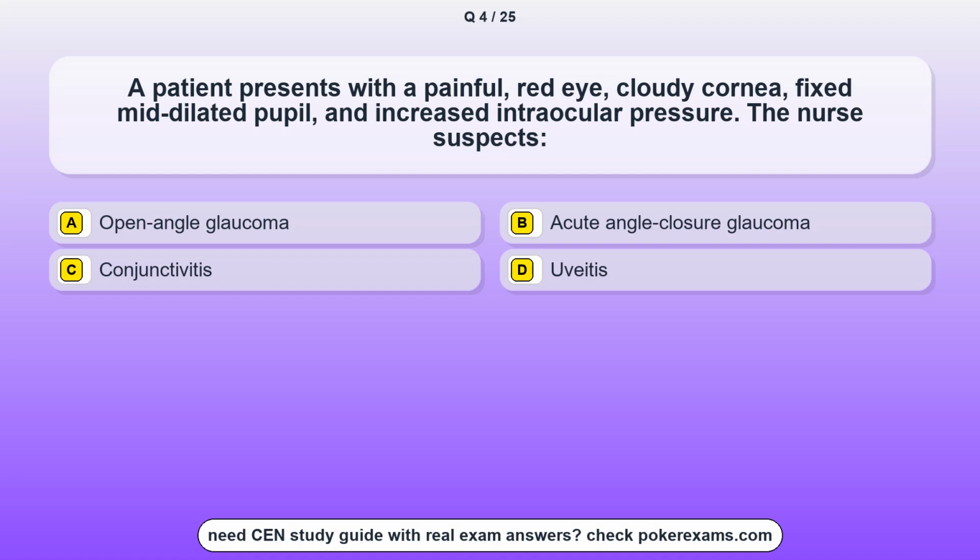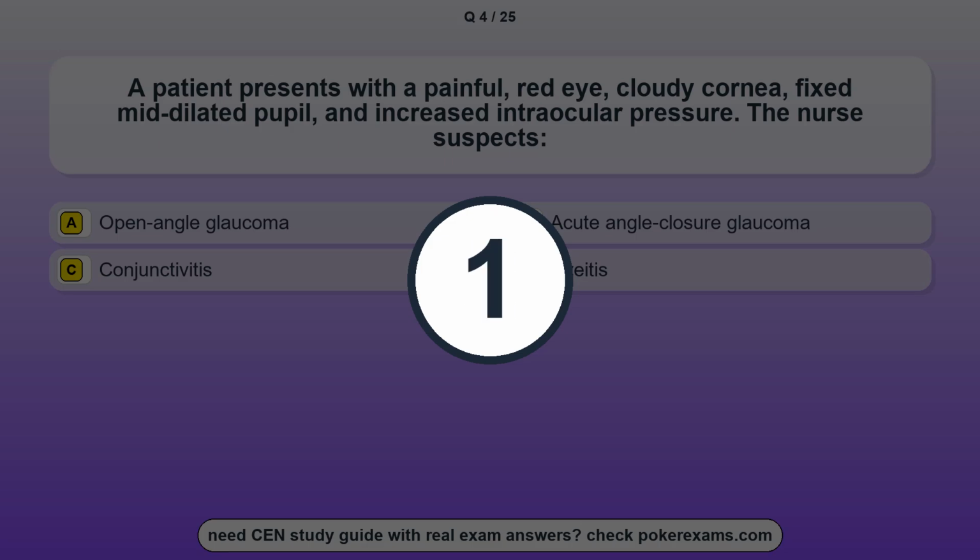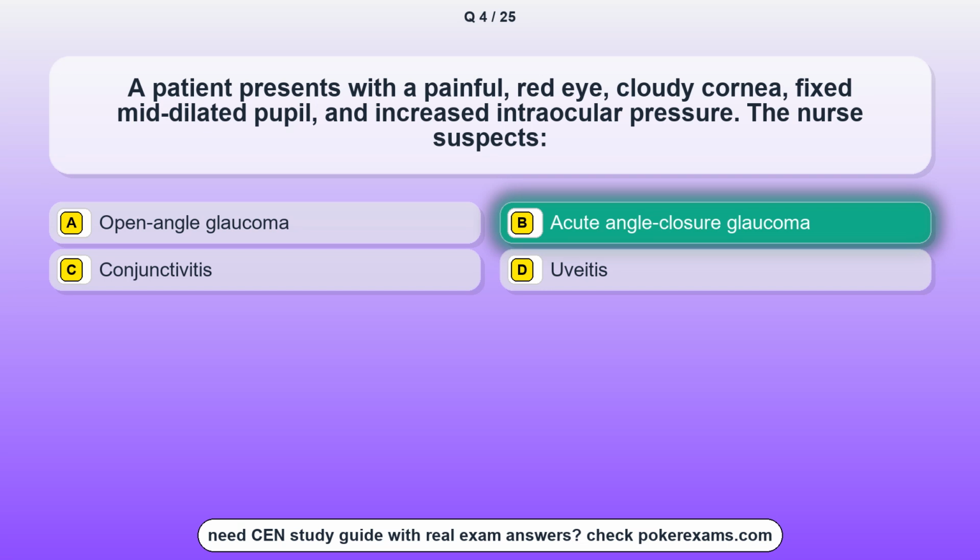Question 4. A patient presents with a painful, red eye, cloudy cornea, fixed mid-dilated pupil, and increased intraocular pressure. The nurse suspects: Option A, open-angle glaucoma. Option B, acute angle-closure glaucoma. Option C, conjunctivitis. Option D, uveitis. The correct answer is option B, acute angle-closure glaucoma.